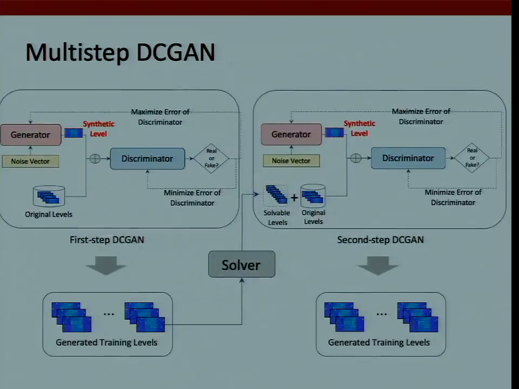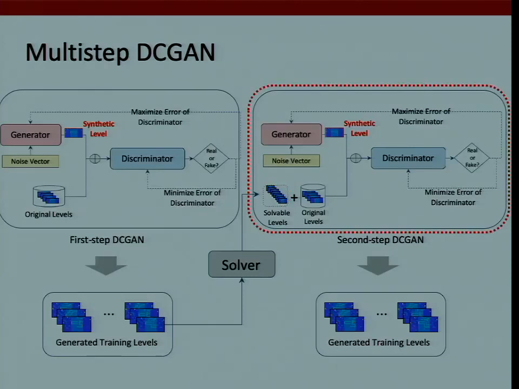And in our multi-step approach, we train this model twice, where the first-step DCGAN is for augmenting the data set, and the second-step DCGAN is for supporting higher solvable level generation. Let's see how it works. So we first train with the original levels, and the trained generator generates lots of levels. Some of them might not be solvable, so we take this set and it goes through the solver. We take only the solvable levels, and those are added to the original levels as a process of data set augmentation.